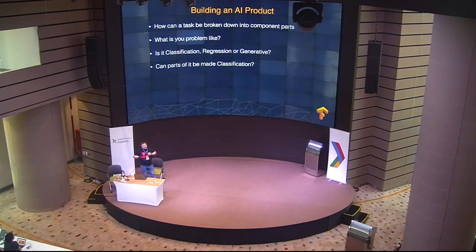So often you want to ask yourself, is this a classification problem? Is it a regression problem? Is it a generative problem? What kind of model would I use for this? The other big thing that I would say is ask yourself, can this be turned into a classification? We all know that classification often is going to be much easier than generative modeling, yet most people don't think about that.